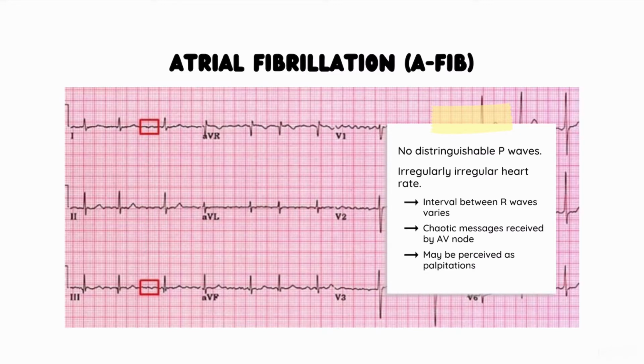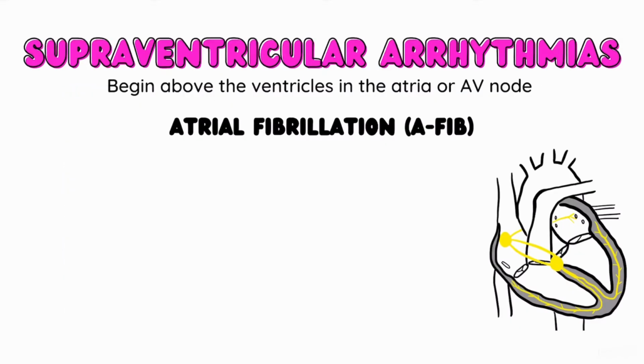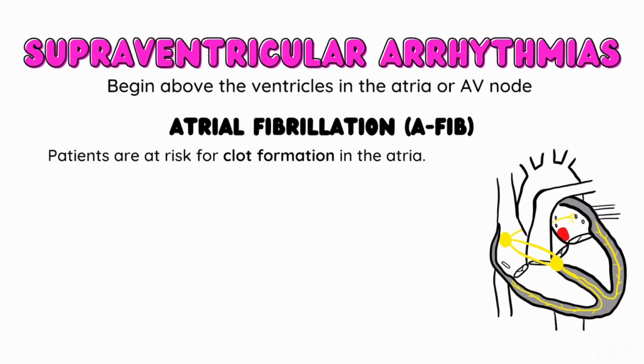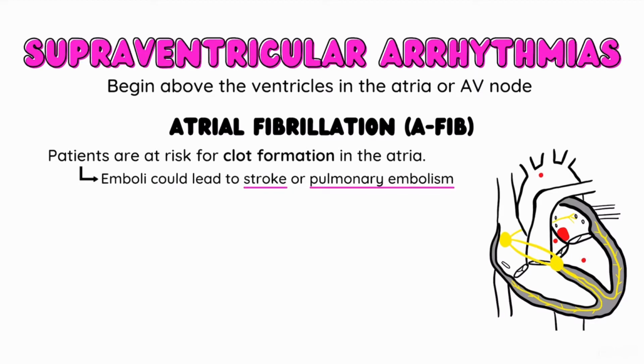Since the atria in AFib never completely contract and pump out blood, there is a high risk for clot formation in the atria. If this thrombus dislodges or an embolus breaks off, it could lead to a stroke or pulmonary embolism. Therefore, patients with chronic AFib must be managed to prevent such cardiovascular events.